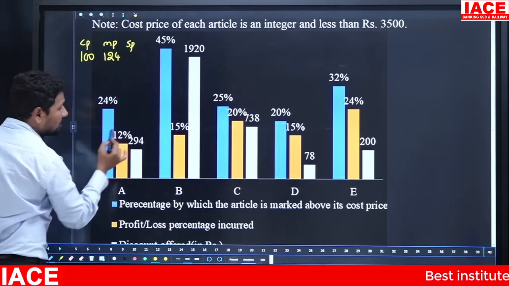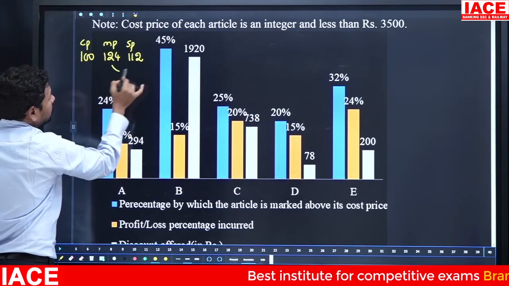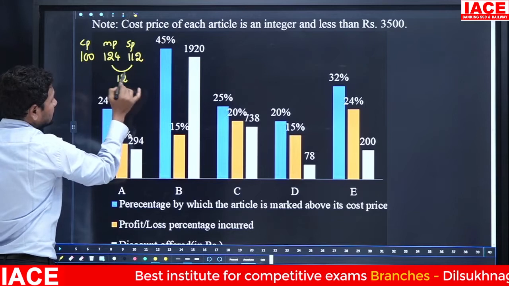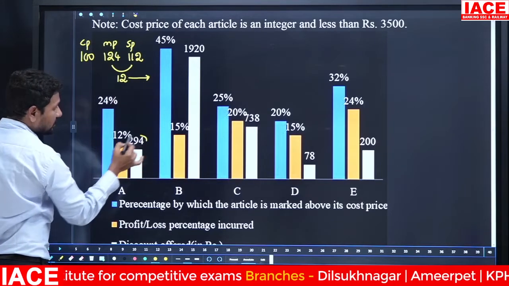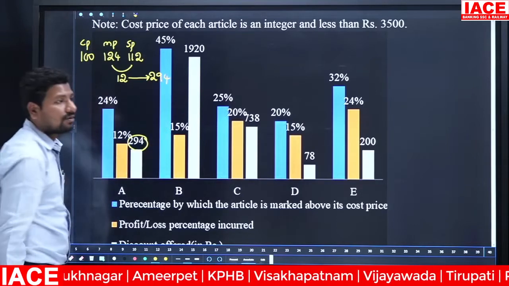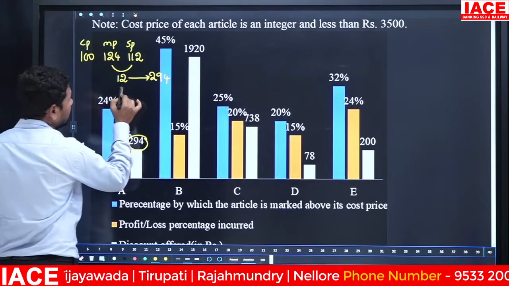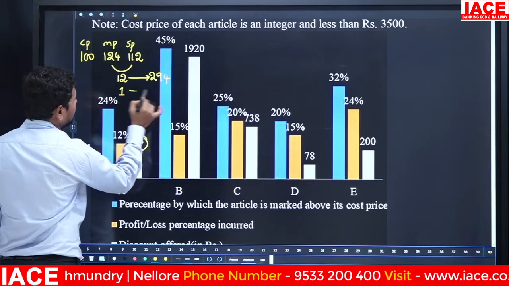I am assuming 12% profit, so SP becomes 112, and MP is 124. So how many rupees are discounted? 12 parts are discounted. In money terms, 294 rupees are discounted. So 12 parts is equal to 294. One part is equal to how much?